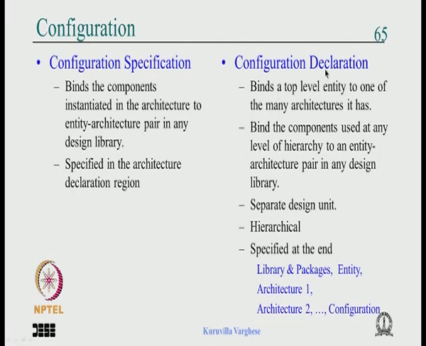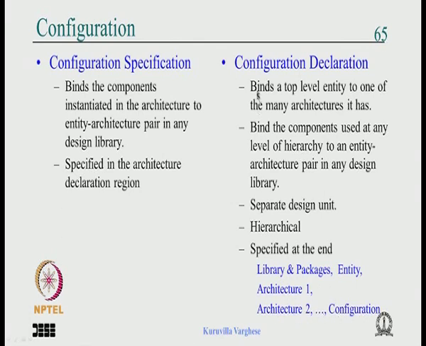So this configuration declaration is a separate unit, it is hierarchical, it is specified at the end. Suppose you have a library and package, you have an entity, and that entity might have multiple architectures, say architecture 1, architecture 2. At the end we specify the configuration which says which of the architectures to be used when we use that in a design. That is the basic idea of configuration.